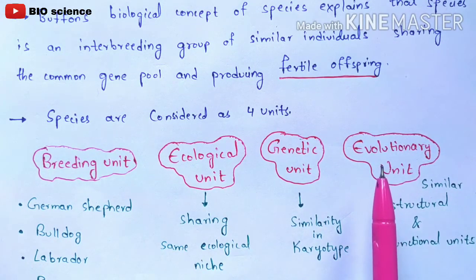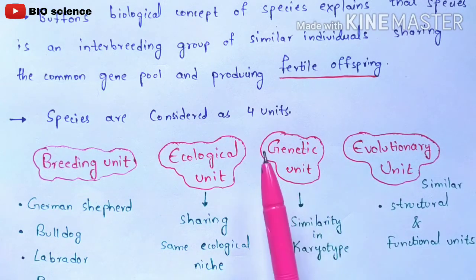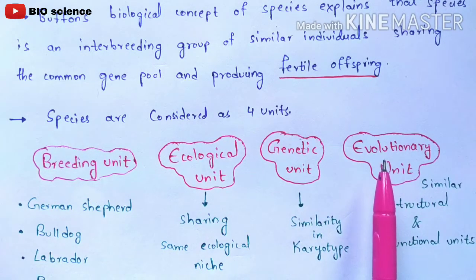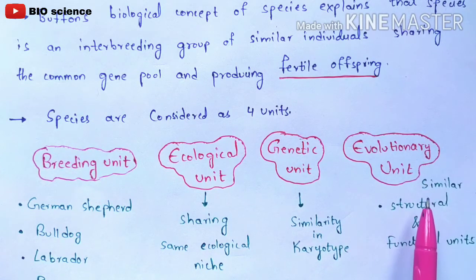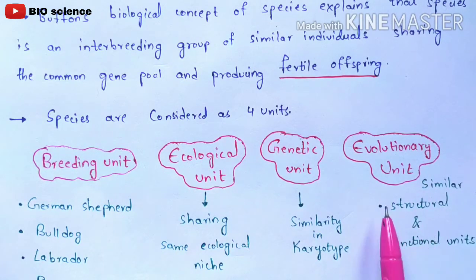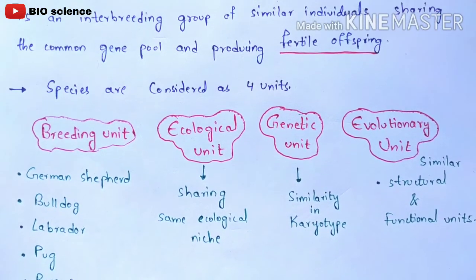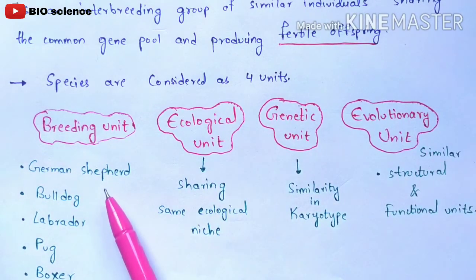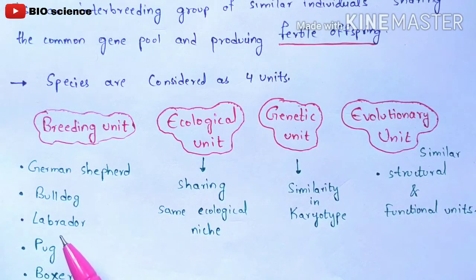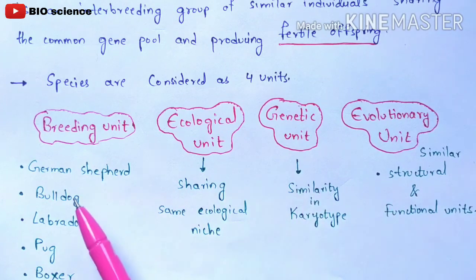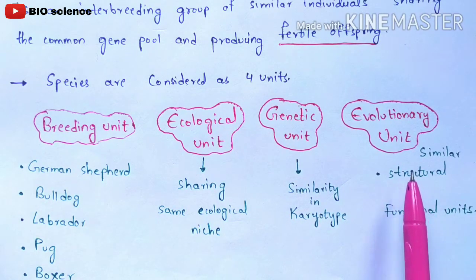Now coming to the next one, the evolutionary unit. Why is the species considered an evolutionary unit? Because they exhibit similarity in structural and functional units. How does it exhibit similarity in structure? For example, take German Shepherd, Bulldog, Labrador, Pug and Boxer, the examples I have told you. All of these dogs consist of a head, all of these dogs consist of a stomach, all of these dogs have four limbs, all of these dogs have a tail. Each and every dog has a similar structure.